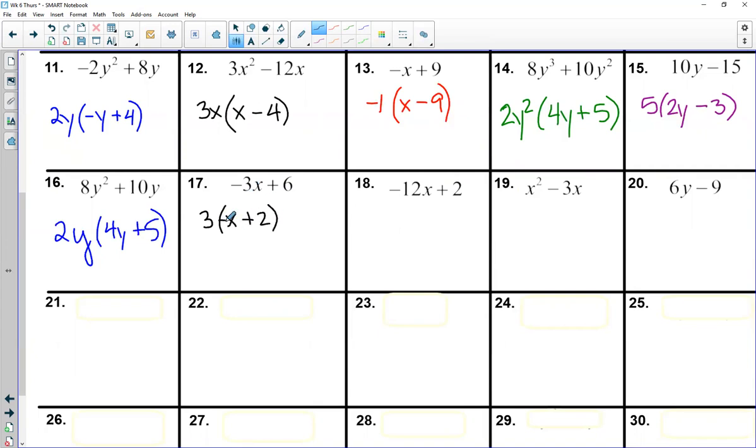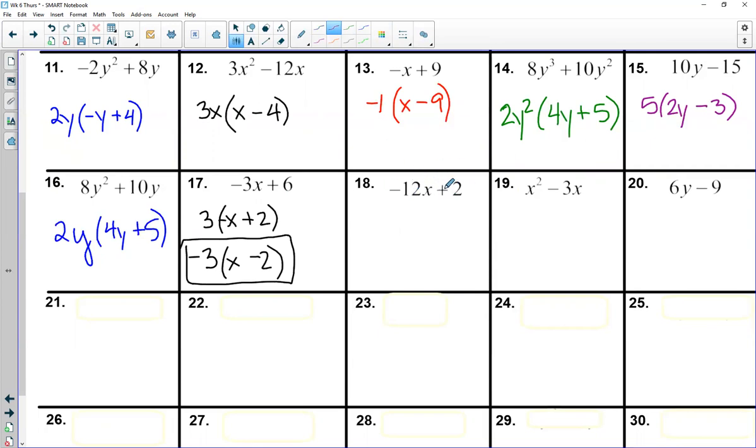I'm sorry, that'll be negative x. But like we saw up here on number 13, we don't really want a negative x. So I can pull out a negative as well. So instead of pulling out 3, I'm going to pull out negative 3 from my original binomial. So negative 3 times x will give me negative 3x, and negative 3 times negative 2 will give me positive 6. So the one that we're looking for is this one here. We want the variable that we're working with to be positive.